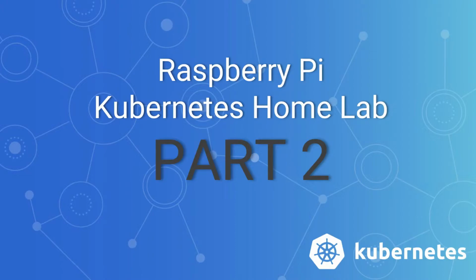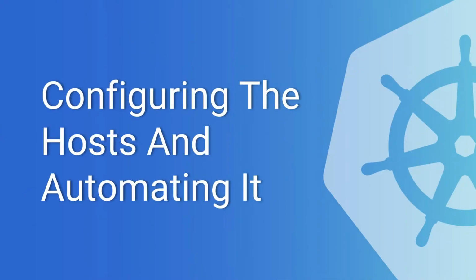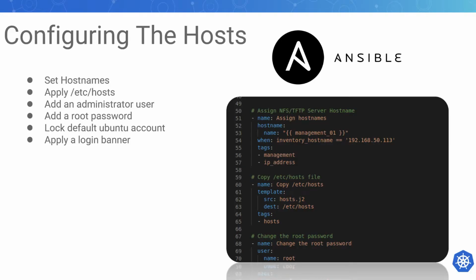So this is part 2, where I'm configuring the host, and I'm taking that process of configuring them and attempting to automate it. So configuring the host, what we're going to do is set host names, apply an /etc/hosts file because I don't have a DNS server yet, add an administrator user, add a root password, lock the default Ubuntu account, and apply a login banner.